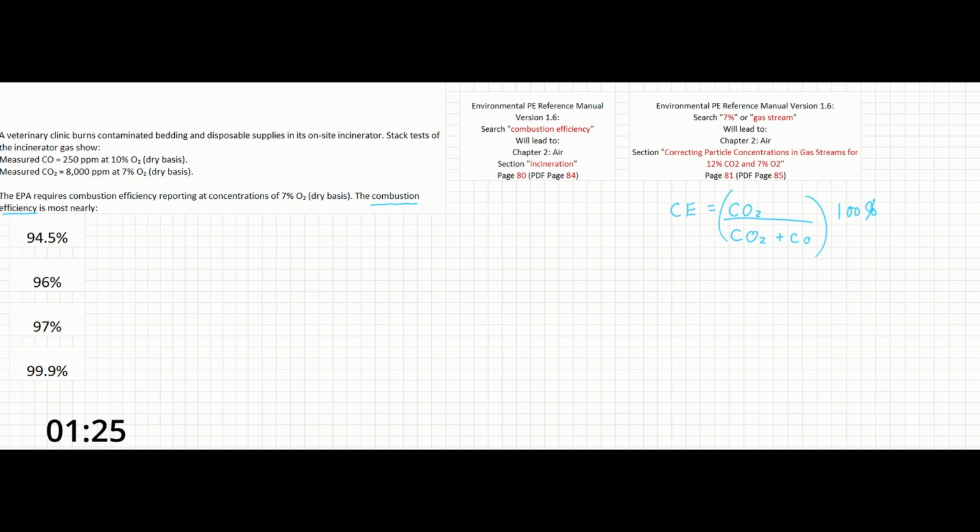So now, how do we get the values we need for both CO2 and CO? Well, we can see that CO2 is already given at 7% O2 in the problem statement, so we can use that term directly. So we're going to write here 8,000 parts per million over 8,000 parts per million plus CO.